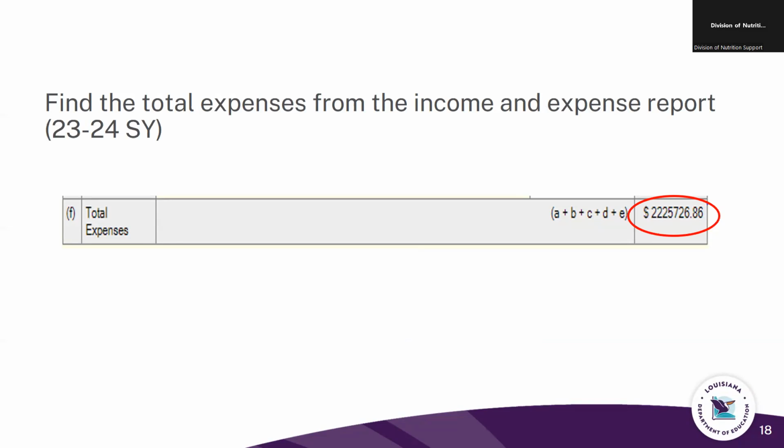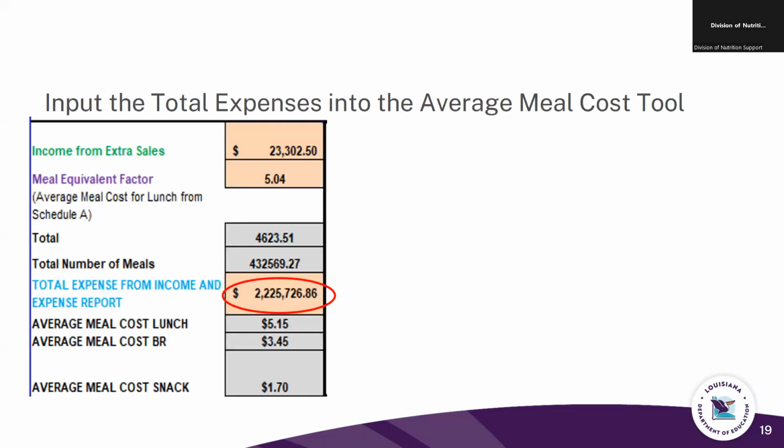Find the total expenses from the income and expense report 23-24 school year. Please note, once again, this is your 23-24 information. You're going to input that information. You're going to put the total expenses into your average meal cost tool.